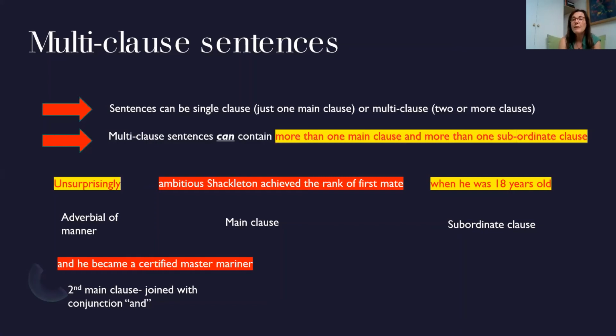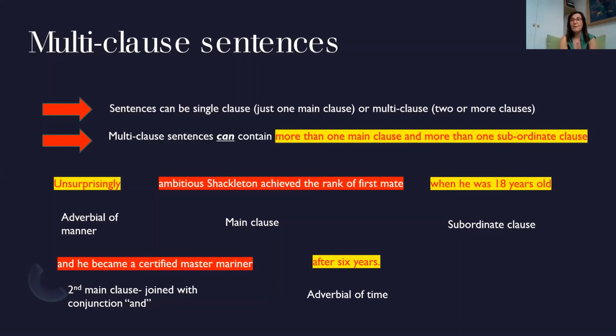We must remember that we need a comma after a fronted adverbial. So, unsurprisingly, comma, ambitious Shackleton achieved the rank of first mate when he was 18 years old, and he became a certified master mariner. Full stop at the end of your sentence. I forgot to put mine in there. So, comma after unsurprisingly, because it is your fronted adverbial, and a full stop after the second main clause. Okay, moving on.